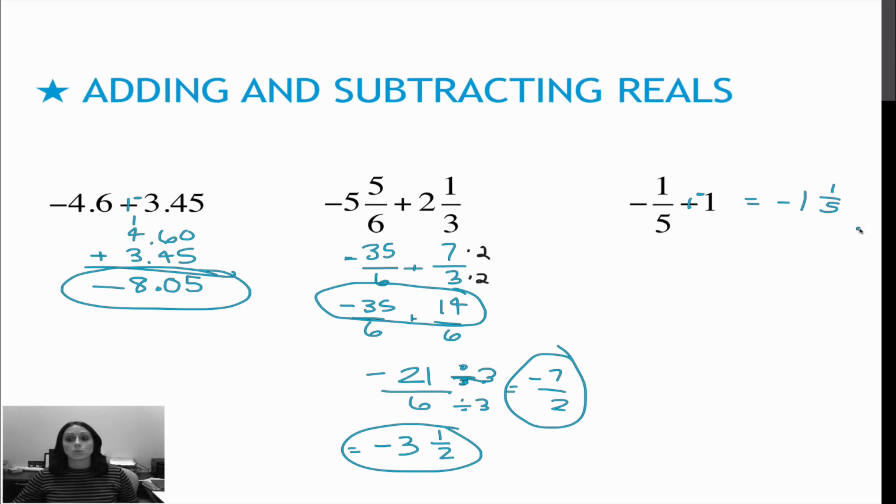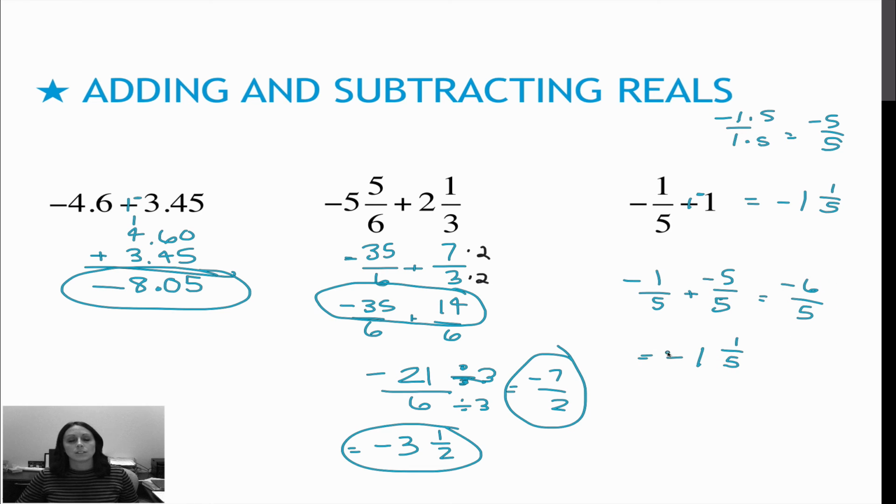But for those of us who struggle a little bit more with fractions, one thing I can do is say that negative 1 is like negative 1 over 1. And I want it to have a denominator of 5, which gives me negative 5 over 5. So I can rewrite this as negative 1 over 5 plus negative 5 over 5, which gives me negative 6 over 5, which is okay as an answer, or as a mixed number, 5 goes into 6 one time with 1 left over, and of course it's negative because it was negative up here. Either way.